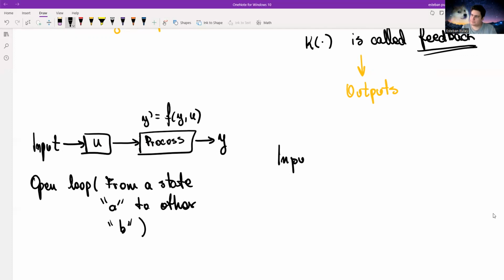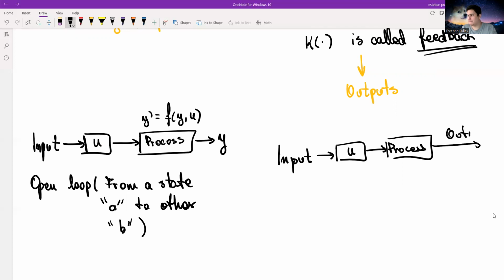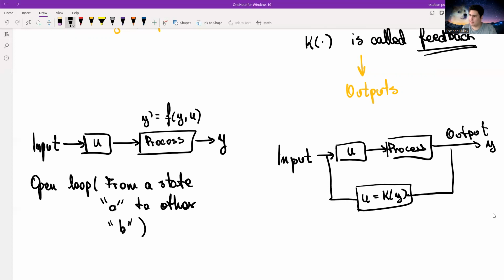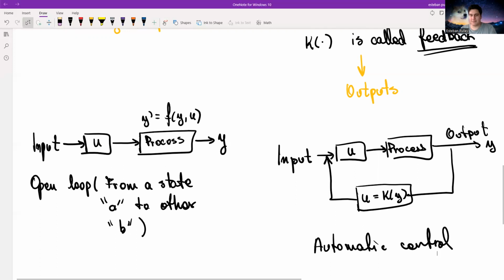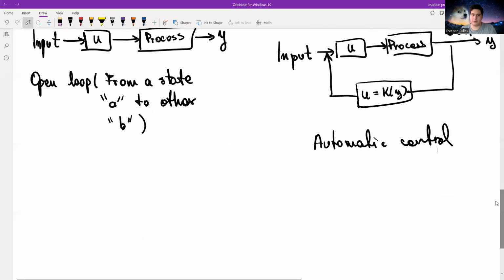And the closed loop is something like this. We have an input, then we have a control. Again, we have a process, and we have an output. But in this representation, we also have a feedback, that is something like this: u equal k of y. The closed loops are used especially for automatic control. But in this video we are going to talk especially about open loops.